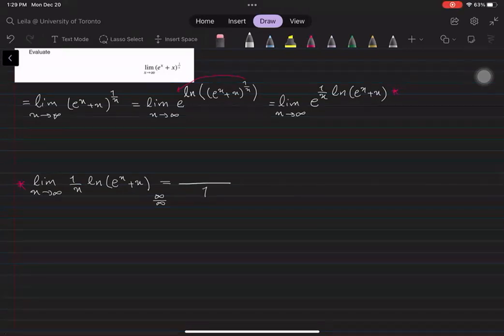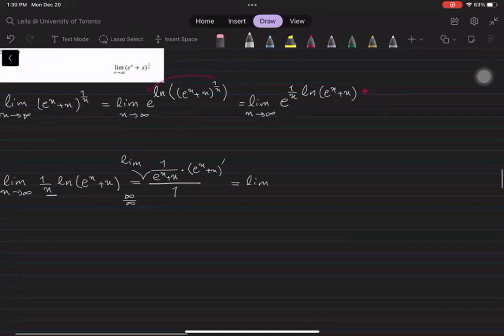So you have 1 here, and then the derivative of this is 1 over e to the power of x plus x, times the derivative of this. Okay, forgot that. And the derivative of e to the power of x is just e to the power of x, and the derivative of x is just 1.